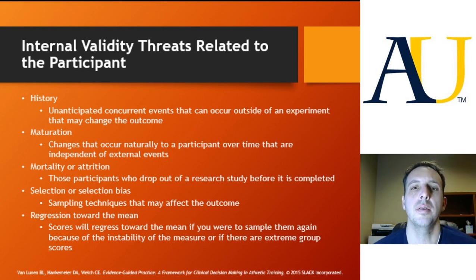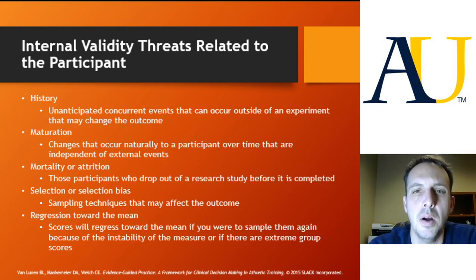Two separate internal threats to validity. The first one we talked about previously is selection, or selection bias, this idea that if the sampling technique is wrong or we have inappropriate sampling, we may end up in a situation where the groups are different regarding key variables at the beginning of the study, thereby making one group more or less prone to change.